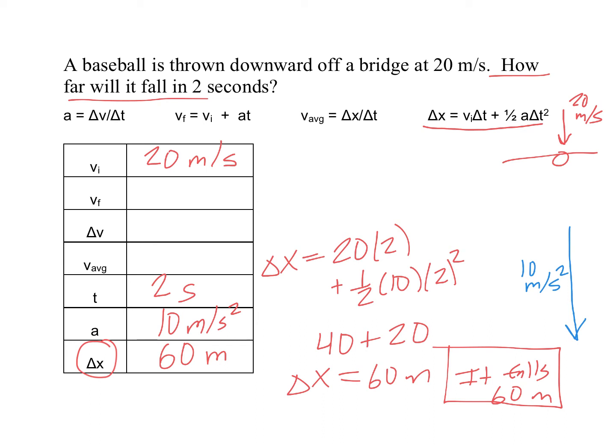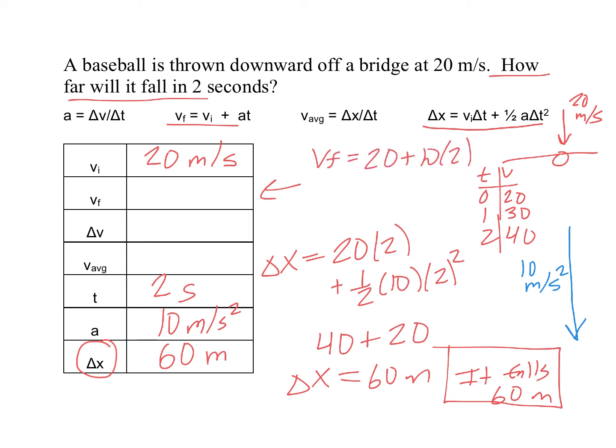What could I do? I could continue this and say, all right, what is the final speed of the ball? Every second, it's going to accelerate by 10 meters per second. So in your head, you could do a chart where right now it's going 20. So 1 second later, it's going 30 and then 40. Or you could use this equation, VF equals VI plus AT. So VF equals VI 20 plus A times T. Bottom line is you get the final speed is 40.